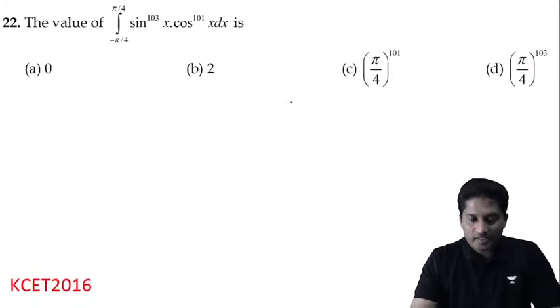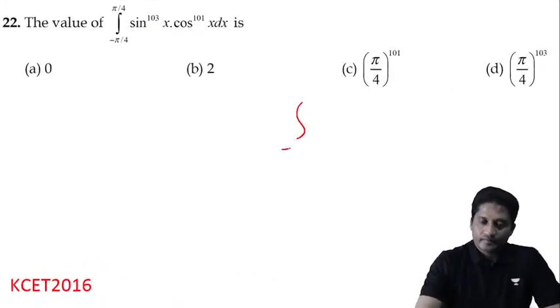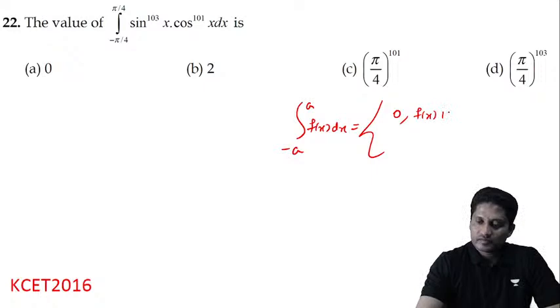Integration from minus a to plus a of f of x dx will be equal to 0 if f of x is odd, and 2 times integration from 0 to a of f of x dx if f of x is even.